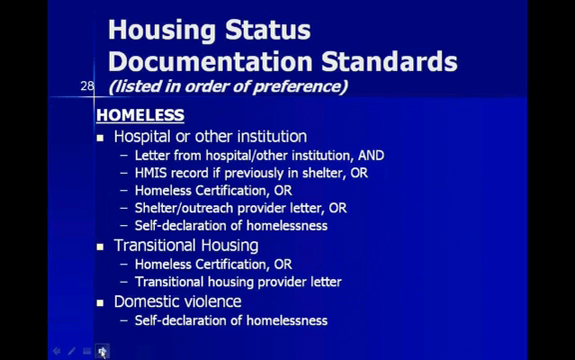For somebody who is graduating from, leaving, or timing out of transitional housing, either a homeless certification or a letter from the transitional housing provider is acceptable. Those are the only two acceptable types of documentation per the standards. And then lastly, for somebody who's leaving a domestic violence situation, self-declaration is acceptable.